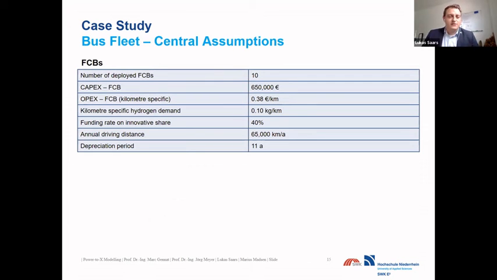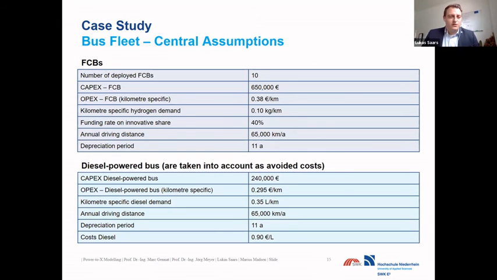Here are some central assumptions we made in our case study for the bus fleet. In the table at the top are the fuel cell buses, and in the table below, the diesel-powered buses. For the diesel-powered buses, we have to make assumptions because we take them into account as avoided costs, because when we use 10 fuel cell buses, we don't use the diesel-powered buses anymore. And for that, we make central assumptions like number of deployed FCBs is 10, and CapEx like 650,000 euros.